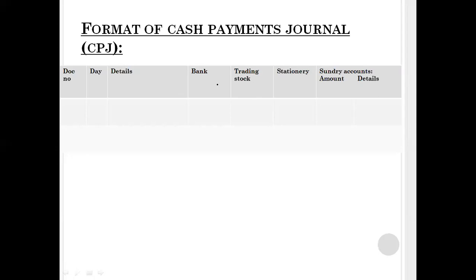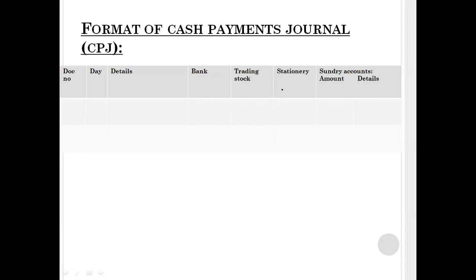Right. So let's say, for instance, you paid for stationery that you've purchased. Then you're going to put the amount, let's say 2,000 Rand, in bank, and you're going to put 2,000 Rand in with stationery. So what I'm trying to tell you is that with every transaction, the amount will be in bank and in the column for what it is.